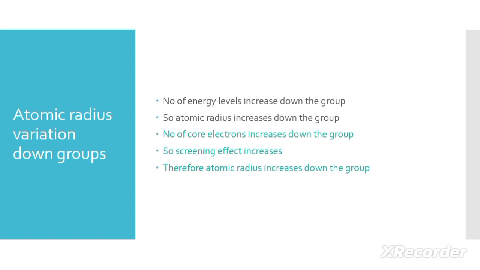Because of that, screening effect increases down the group. Because of the increase in the screening effect, atomic radius increases. We can say, when the screening effect increases, nuclear attractions become decreased, then the atomic radius increases down the group. So the first atomic trend here is, when going down the group, atomic radius increases.